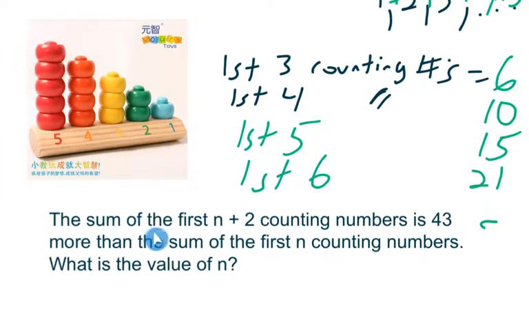The sum of the first n plus 2 counting numbers is 43 more than the sum of the first n counting numbers. What is the value of n? Well, I don't feel like continuing that pattern all the way to find this answer, do you? That seems like a big waste of time. So the shortcut is going to be this number right here, 43, and they're 2 apart.